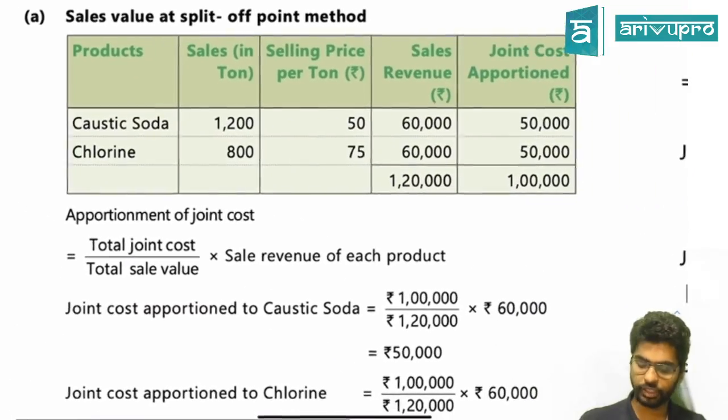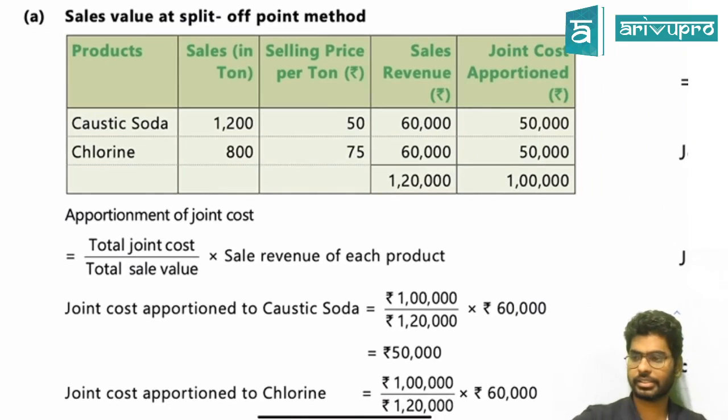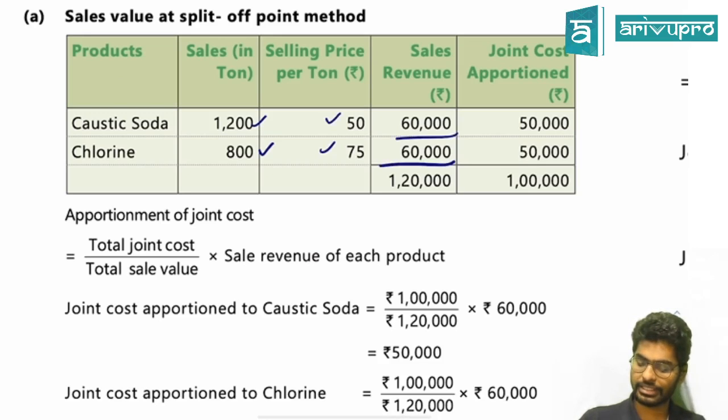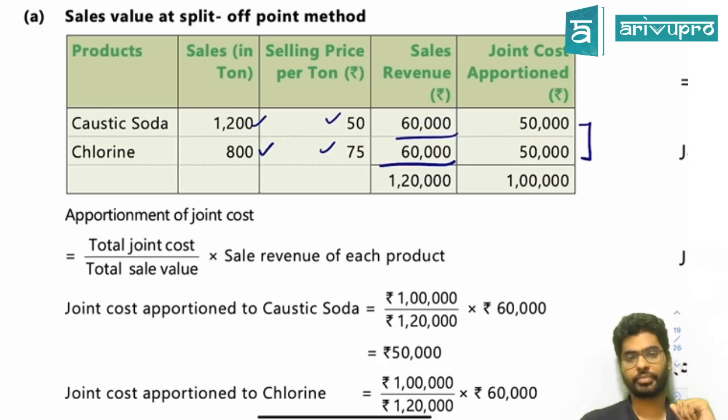So see here what I do, I take my sales value, 1200 and chlorine 800, multiply by my selling price. I get the sales revenue of 60,000 each. That means it should be divided in the ratio of 1:1. That will be 50,000 and 50,000. Are you clear?